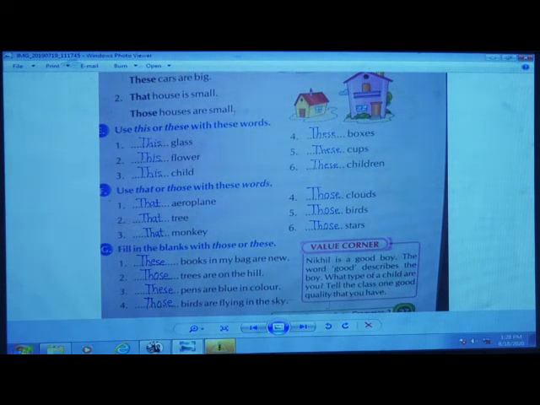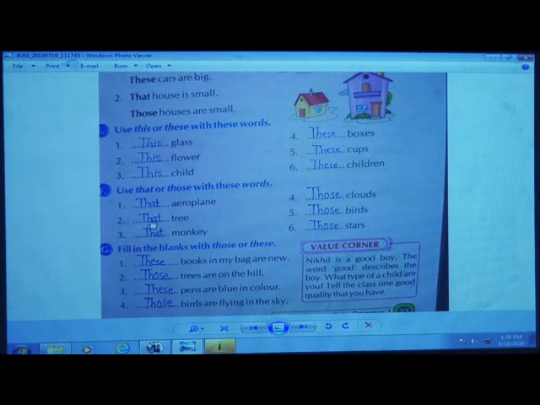Then use that or those with these words. Now, that aeroplane. Why are we using that here? Because it is very far from us, okay? And there is only one aeroplane. There are not many, more than one. There are not many aeroplanes, only one. So we are using that aeroplane.